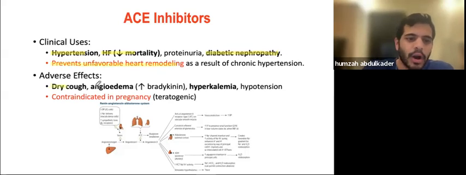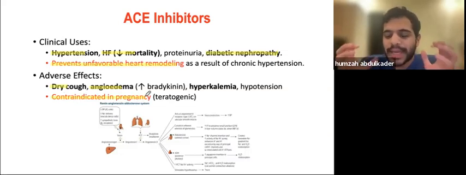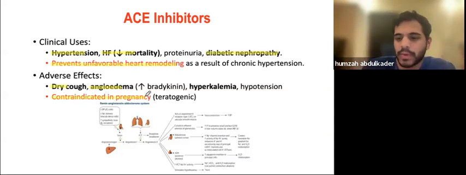Adverse effects: dry cough and angioedema, both of which are due to the increased bradykinin, as well as hyperkalemia and hypotension. Additionally, it's very important to note that it is contraindicated in pregnancy because it's teratogenic. It causes oligohydramnios. It basically messes up the kidneys of the baby, which produce the amniotic fluid, and so that's why it can have very devastating effects on the baby.